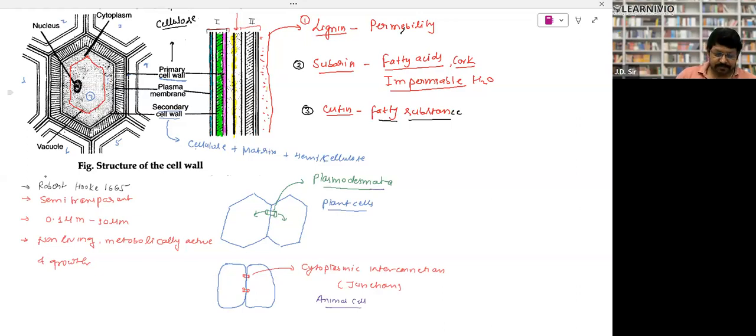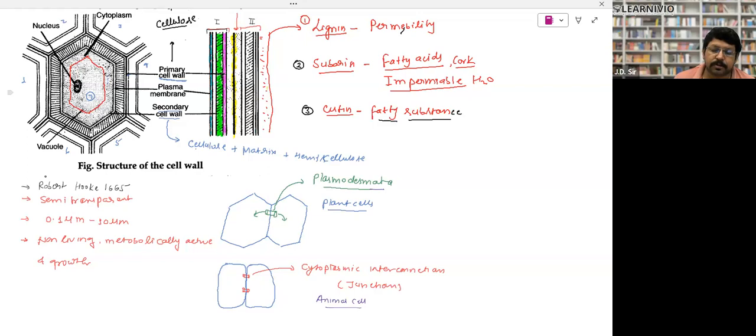Its thickness varies from 0.1 micrometer to 10 micrometer. Sorry, thickness, not length, 0.1 micrometer to 10 micrometer. That's it. Next point.